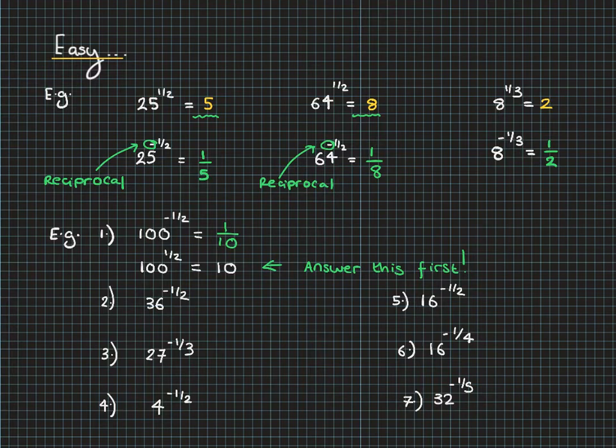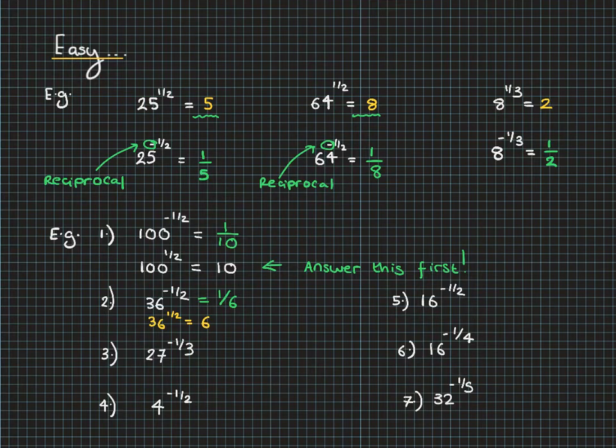So here are your questions. Press pause, have a go at working each of them out, and then check your answers afterwards. So let's check our answers. So 36 to the power of negative a half. Well, I know that 36 to the power of a half is the square root of 36, which is 6. So 36 to the negative a half is 1 over 6.